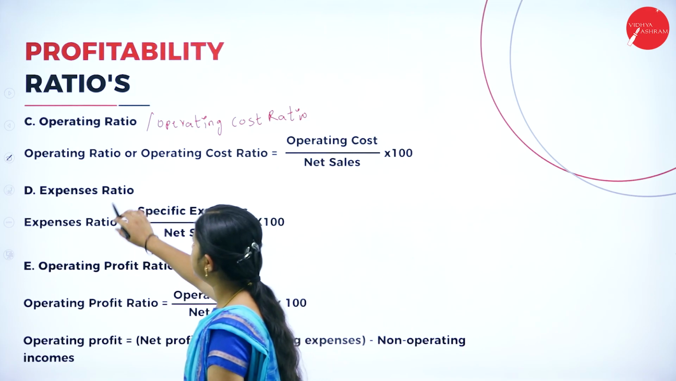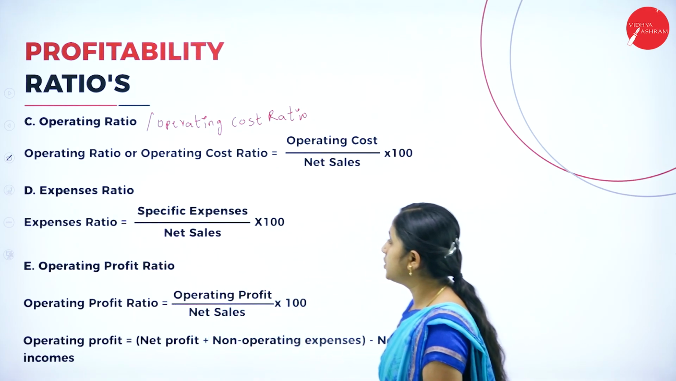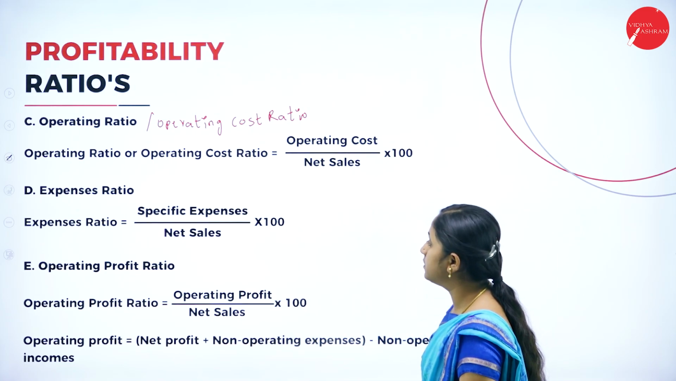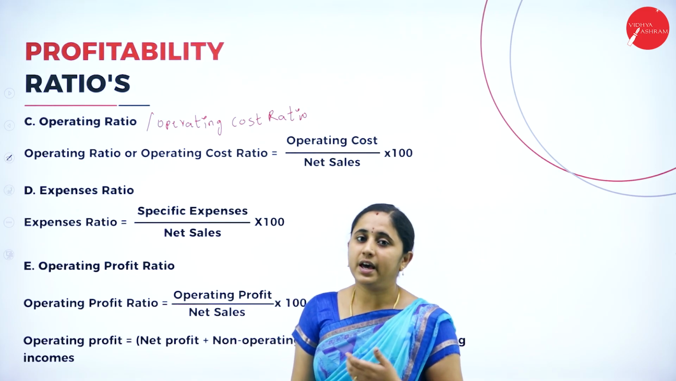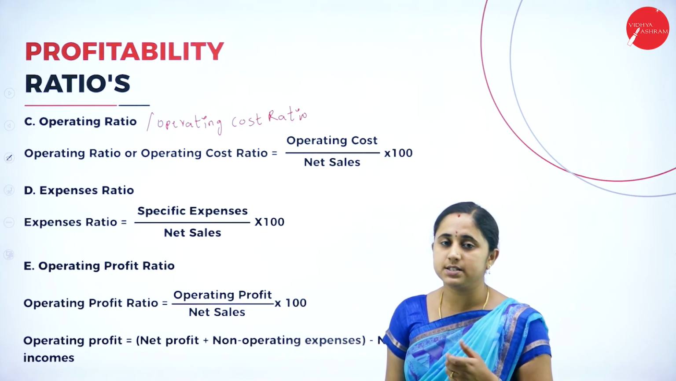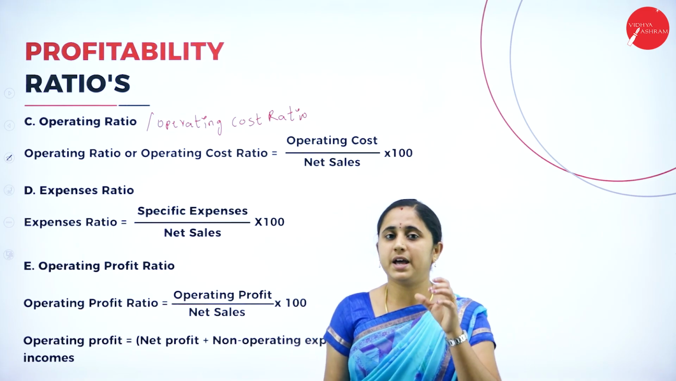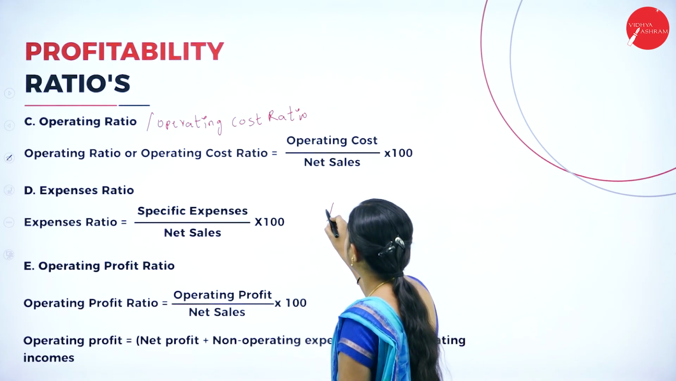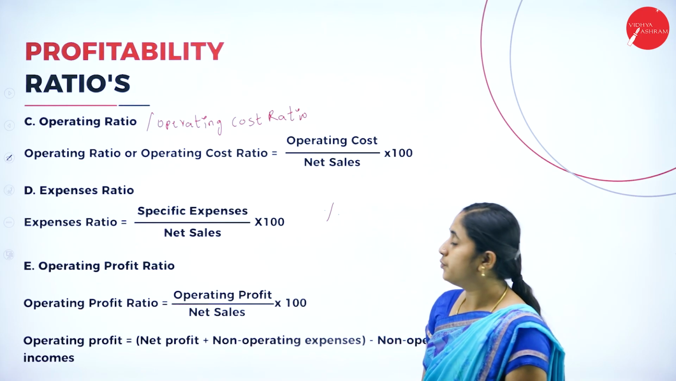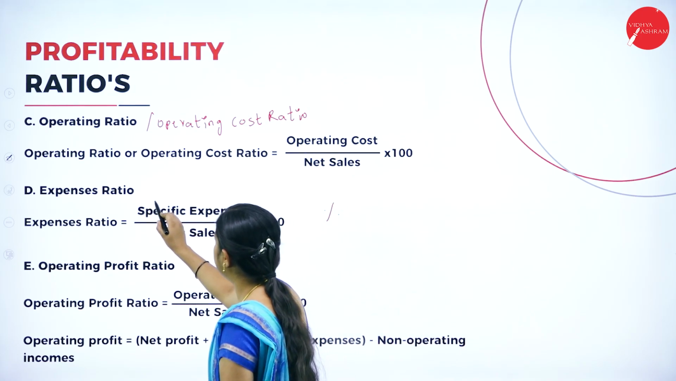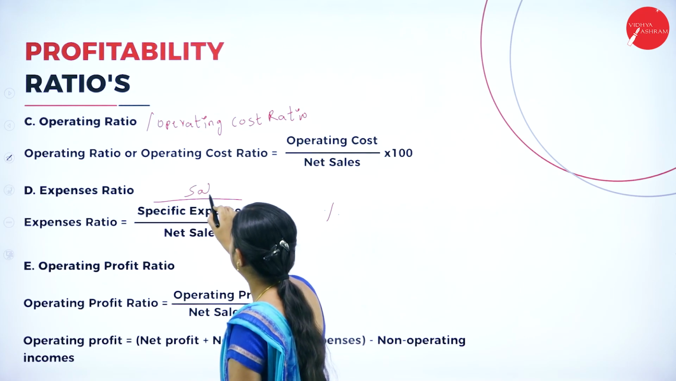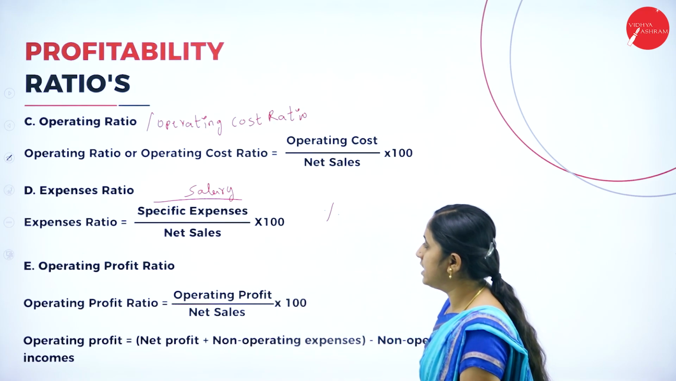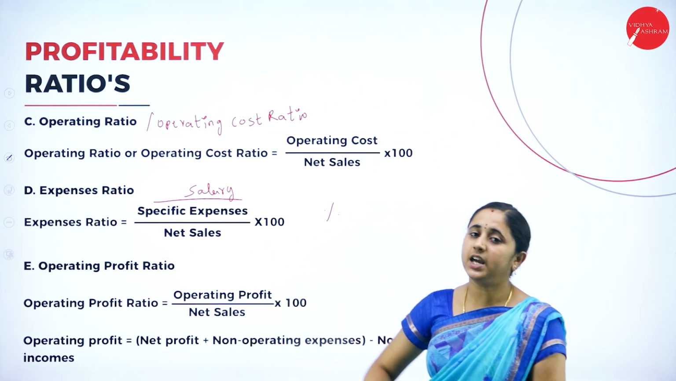Next one, expense ratio. Expense ratio is equal to specific expense divided by net sales into 100. Specific expense means you want to know the exact percentage of an expense, for example the salary expense for the month of January. You need to know the percentage of salary expense. So for that, you will take the specific expense. In this, you will take the total salary divided by net sales into 100. Here you will get salary expense ratio.